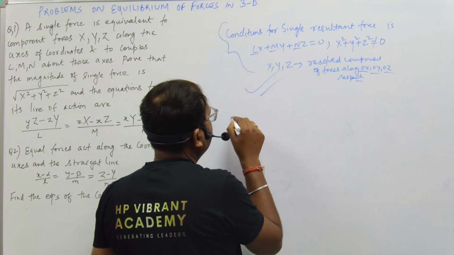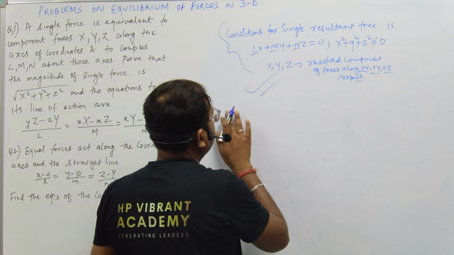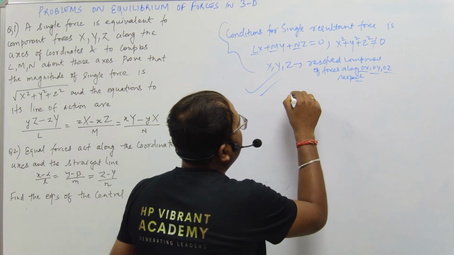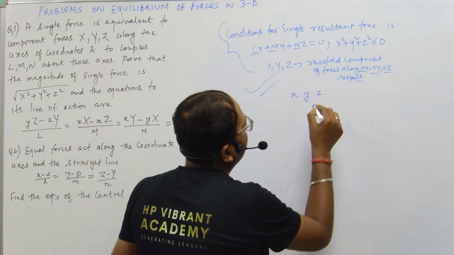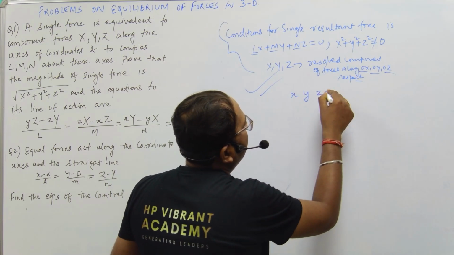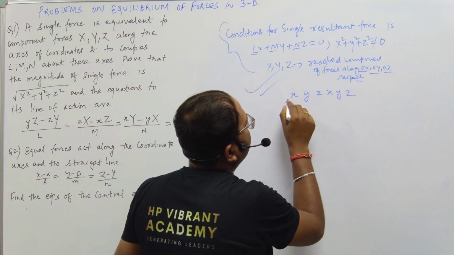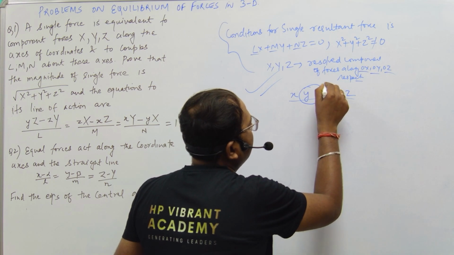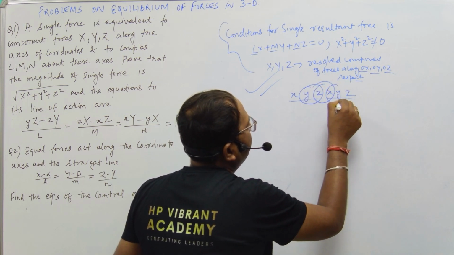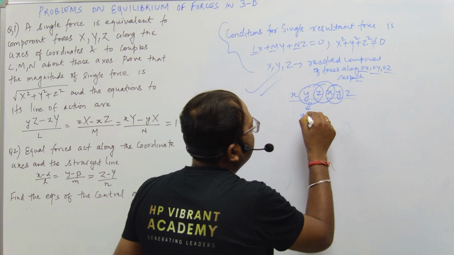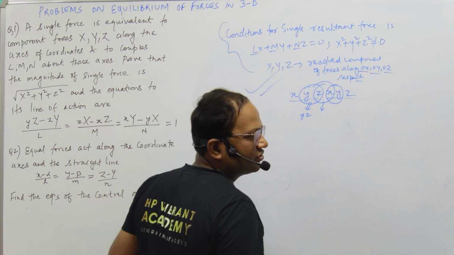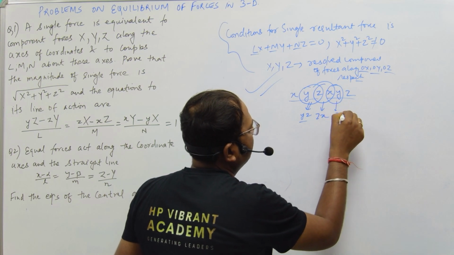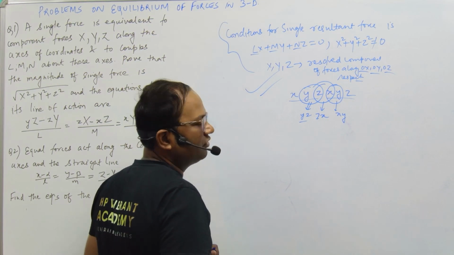Okay, so we have the equation of central axis, and let us have a trick for remembering this. Let us write down x, y and z, and again x, y and z. This is x, y, z, x, y, z. First we take yz, secondly we take zx, and after that we take xy. This is yz, this is zx, and this is xy. So let us write down the equation of central axis.